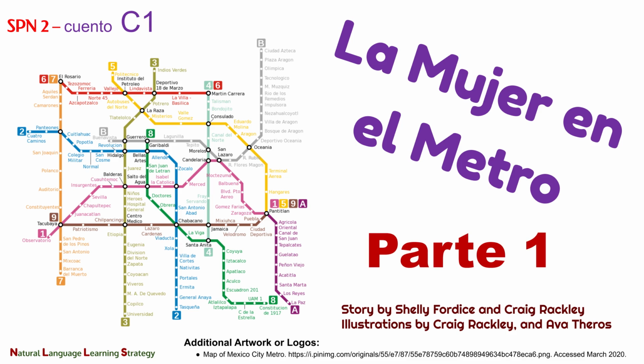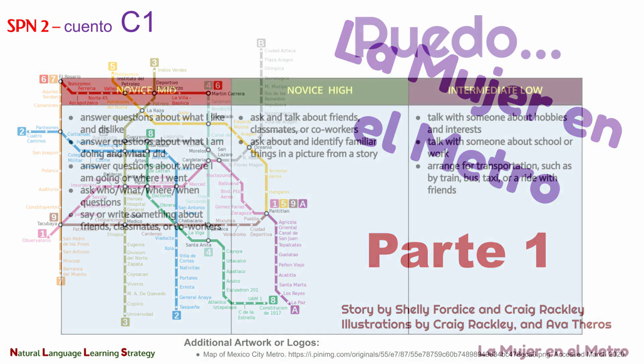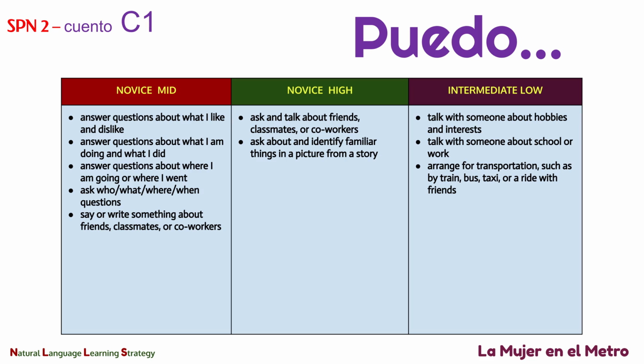Before we get into the story, let's take a look at our I can statements and our additional vocabulary that we're going to be using. On the screen, you can see our goals for the story section. These I can statements are the things you should be able to communicate by the end of this section. As you can see, they're broken up into 3 categories: novice mid, novice high, and intermediate low.